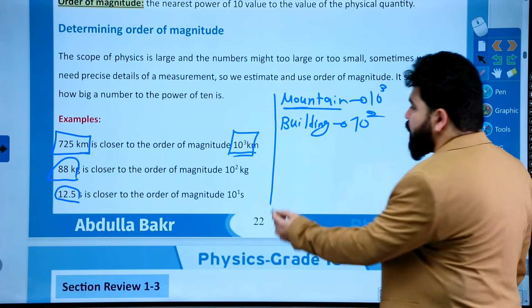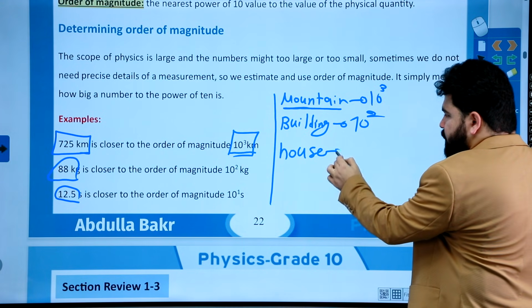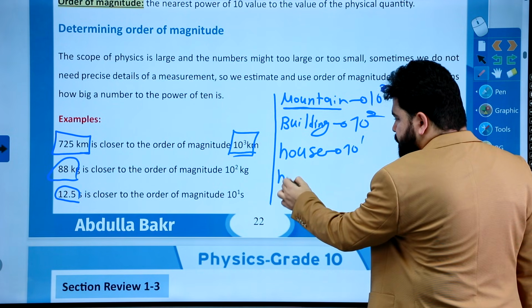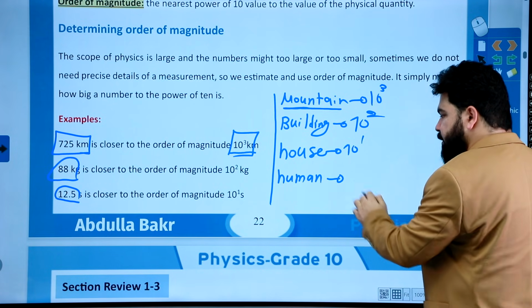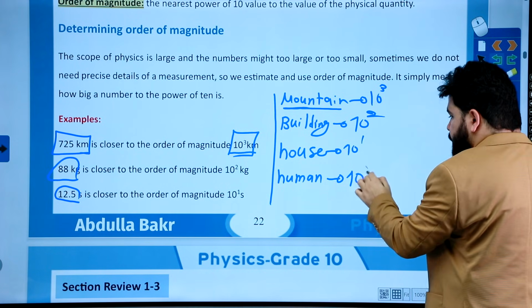Be careful. Houses, your house is 10 to the power of 1. Human body, the height, the order of magnitude for the human body height is 10 to the power of 0. Why?